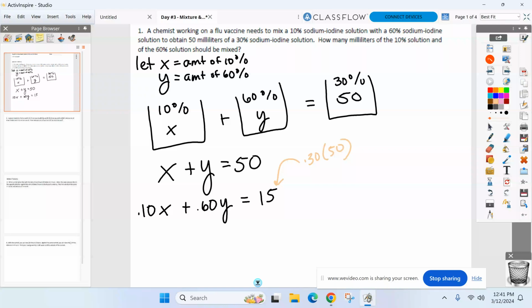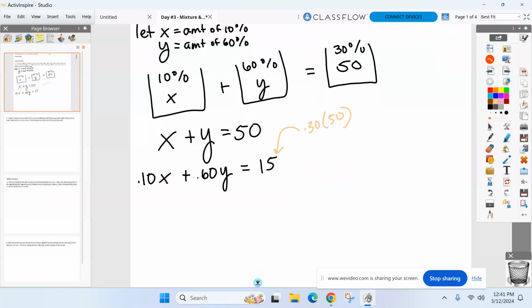And, all right, I'm still not confident that we're all confident in solving these. Can I eliminate anything right away? Nope. Cannot eliminate an x or a y right away, so I'm going to have to, this is the way I do it.